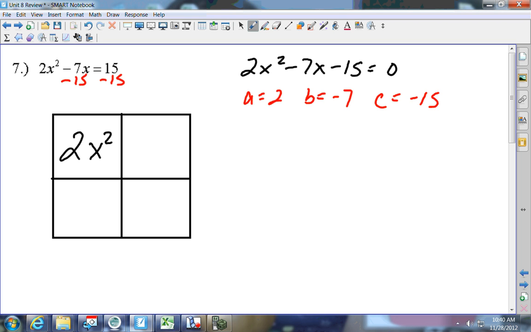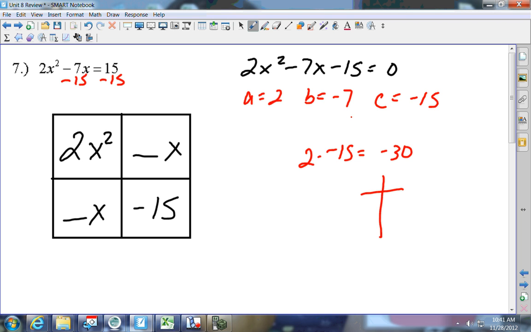2x squared goes in the top left, negative 15 bottom right, something x, something x. Well, 2 times negative 15 is negative 30. The factors of negative 30 that add up together to give me negative 7 are negative 10 and 3. So I'll put negative 10 here and 3 here. 2x squared splits up as 2x times x. It does matter where that goes.